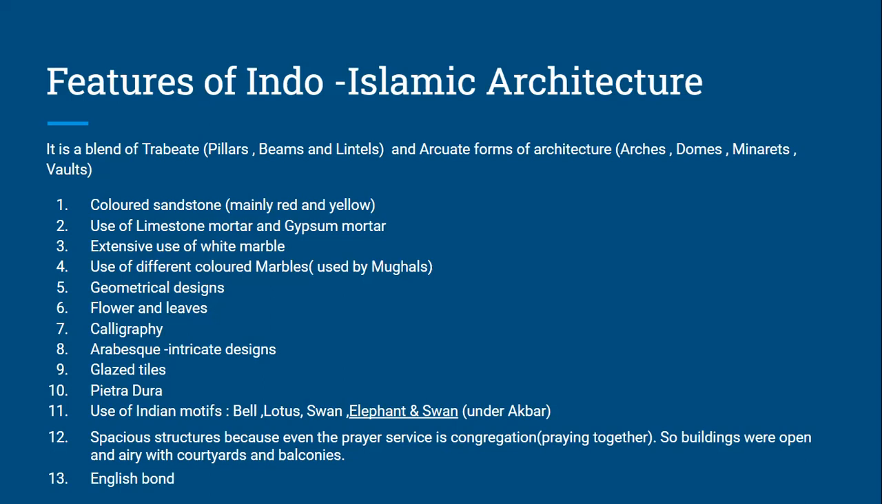What has been taken from the arcuate form? Everything: arches, dome, minarets, walls. And what are the other defining features? Okay, so it is a blend of both, of course. Apart from that, whatever is extra, we are going to understand now. So here the focus is on the use of multiple colored sandstone, mainly red and yellow.